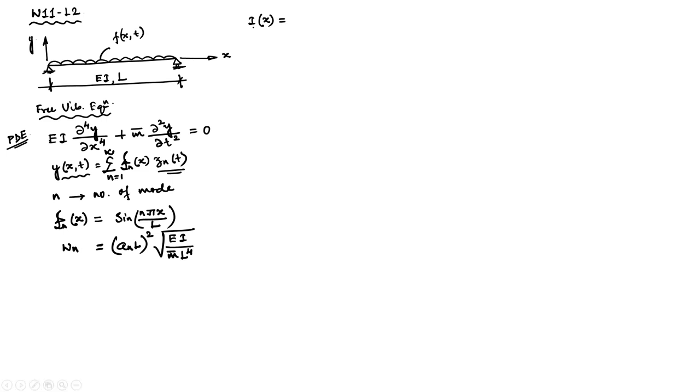Now, in this derivation, our assumption was EI is given, that means I of x is equal to I, that is constant. Also, m bar of x is equal to m bar, which is also constant. So, per unit length, the mass is constant, and the moment of inertia of the cross section throughout the length is also constant. Now, they can also vary, there is no restriction that they have to be constant. If they vary, obviously, their impact we will have to consider, and accordingly, we have to modify the equation. That we can do, that is not a difficult problem.